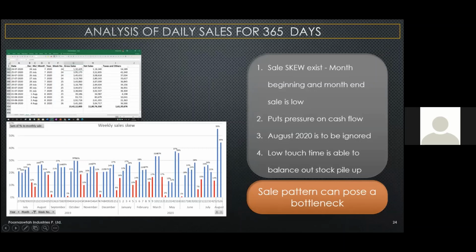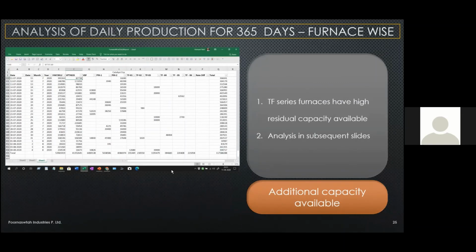We did an analysis of daily production for 365 days. There are furnaces. This company does heat treatment for forged items and other items for automotive, and they have multiple furnaces. We looked at the data. We did a lot of analysis. They have an excess capacity of furnaces. Have a look.